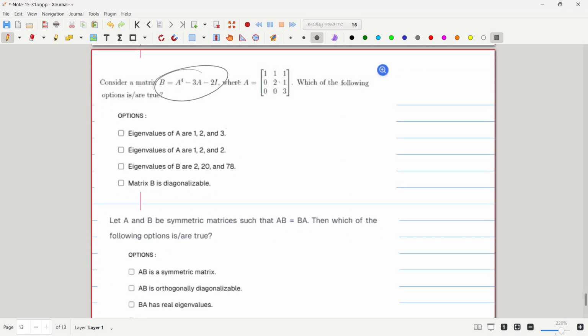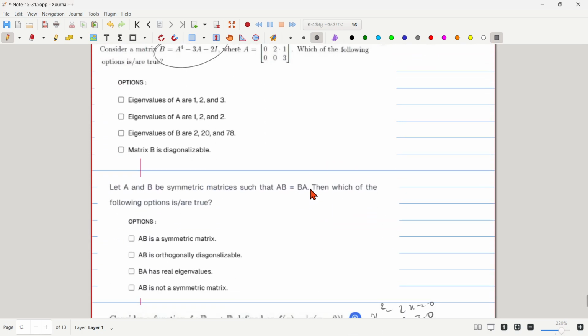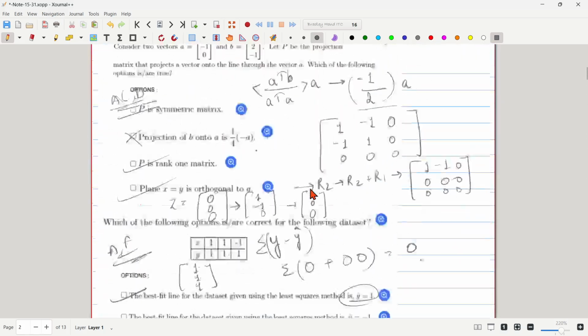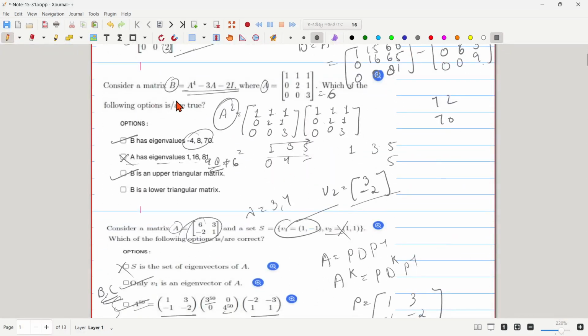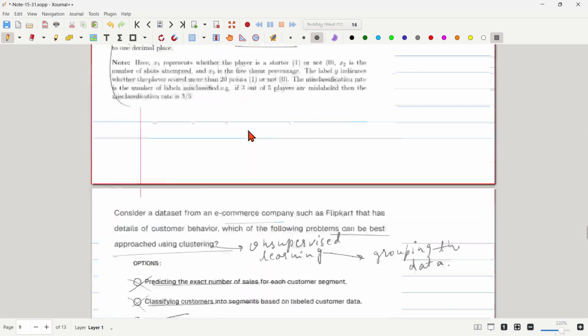Now this is the same question which we have covered above. This is the same as this one. Question number 2, so do it on your own.